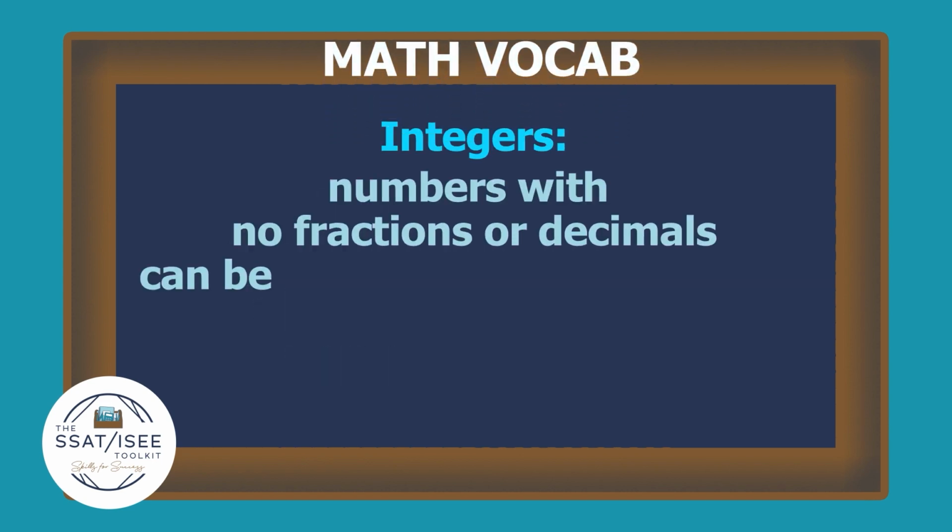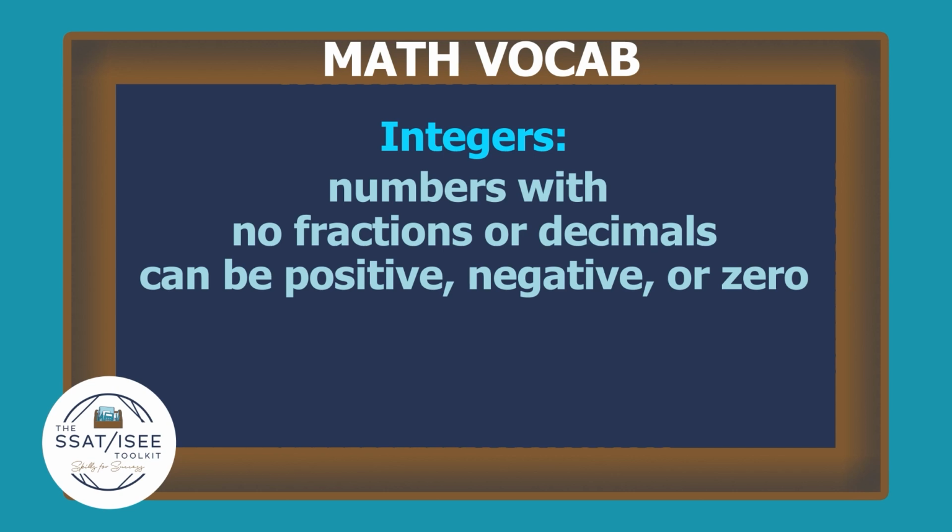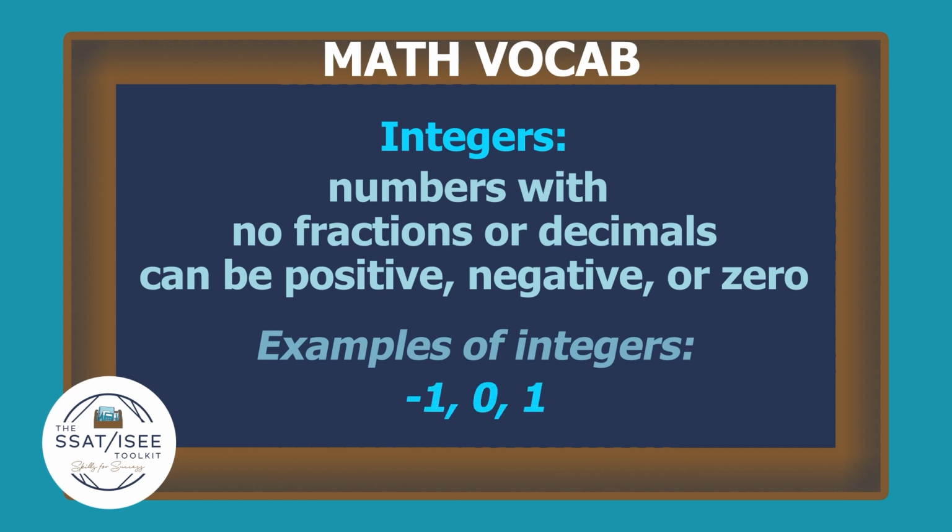Integers are numbers that do not have any fractions or decimals. They can be positive or negative and do include 0. Examples of integers are -1, 0, and 1.